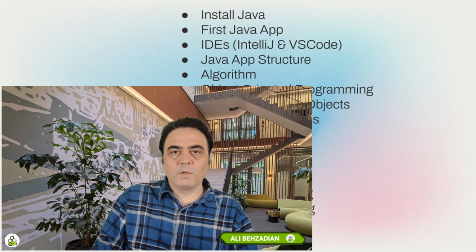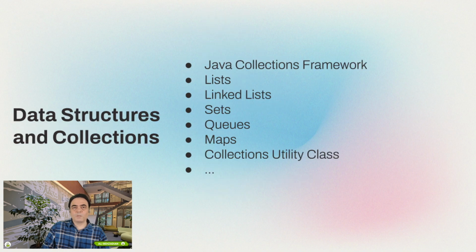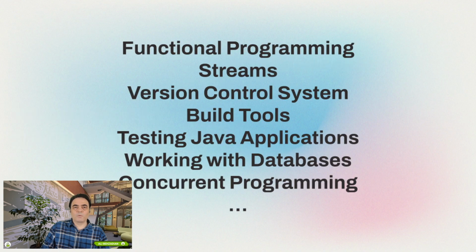In this comprehensive tutorial, I will cover all Java topics that you need to know before starting your career as a Java developer. I will start with core Java. Then in part 2, I will cover Java object-oriented programming concepts. And in part 3, I will continue with data structures and collections in Java. After that, I will guide you through functional programming in Java and then continue with Java streams. I will also cover the essential tools you need to know as Java developers, such as Git, build tools, and testing tools. Finally, I will cover working with databases and writing concurrent Java programs.